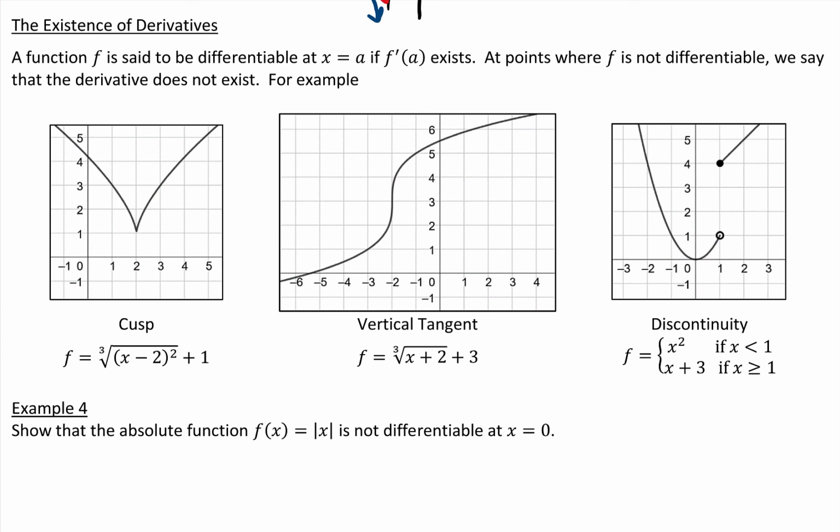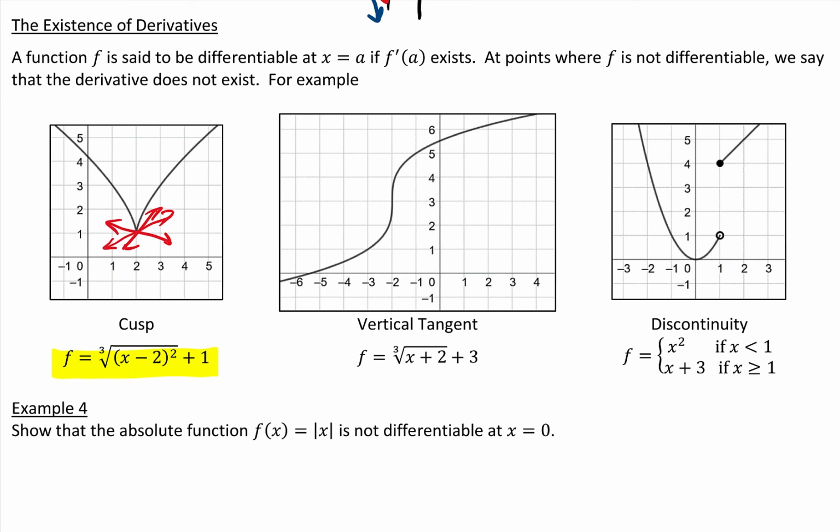The first one, you could end up with a cusp. So if I tried to draw the slope of a tangent line here, notice I could draw one, but I could also draw different variations of it. An example of a function that develops a cusp is the following.